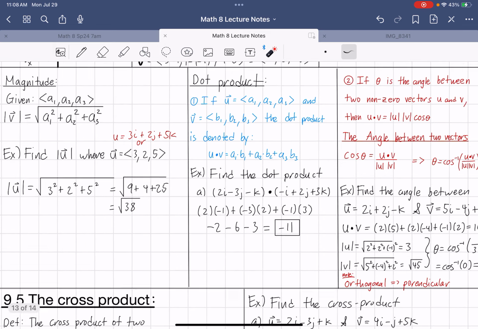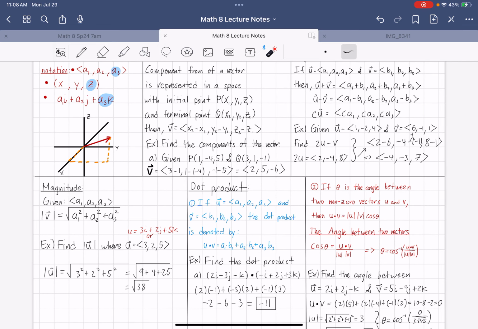And again, these aren't too bad. It's all very algebraic. If you notice, it's just adding and multiplying. So these aren't too difficult.